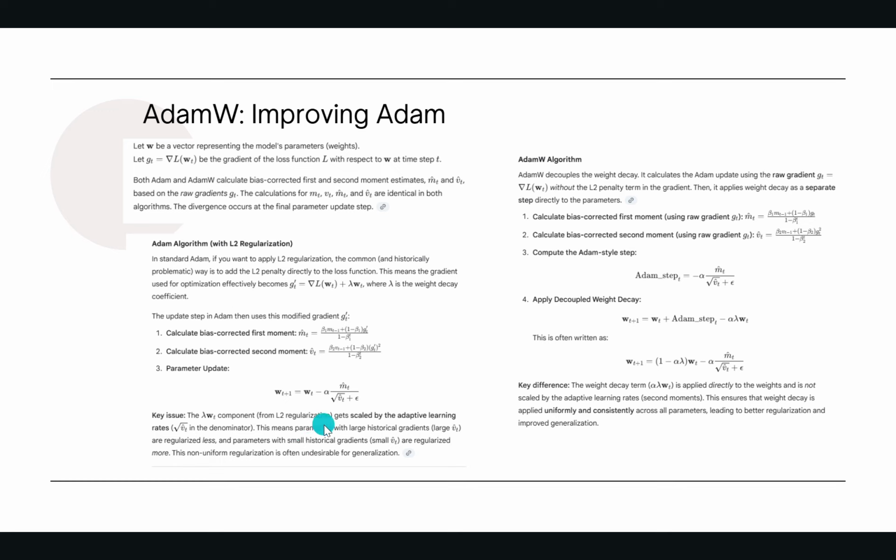However, AdamW does it differently. It keeps the raw gradient, so we'll continue to do bias correction and the adaptive learning rates without being affected by regularization at all. However, where do we apply the regularization then? We apply it directly to the weight decay. So we'll apply it directly to the weight parameter instead of to the gradient itself. So this helps us to consistently and uniformly regularize across the parameters.